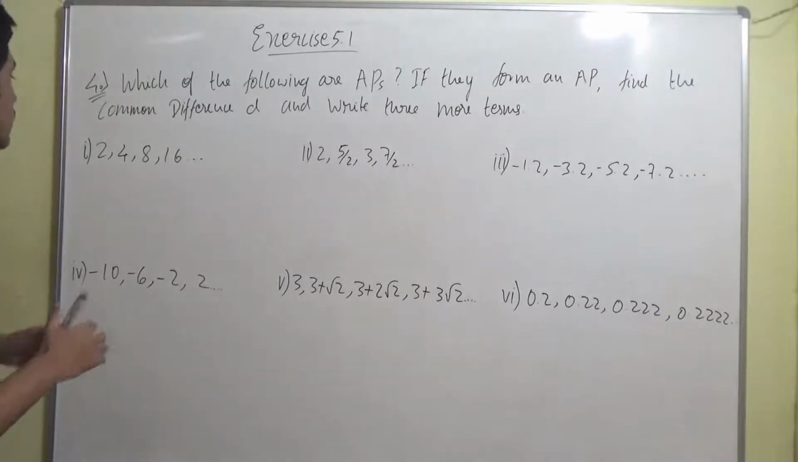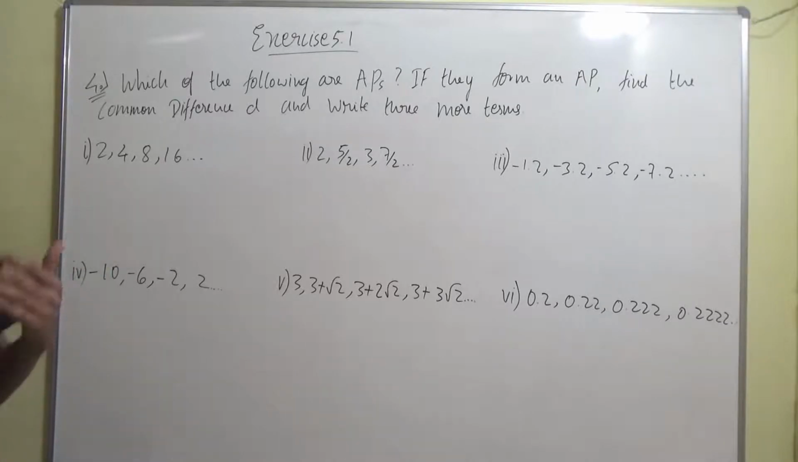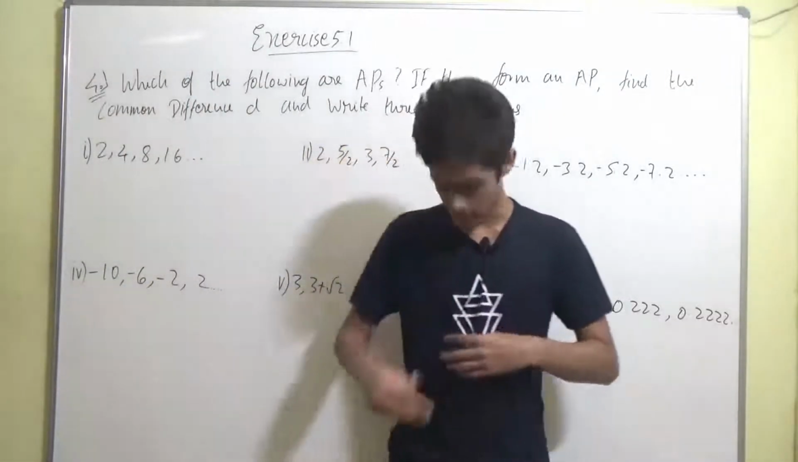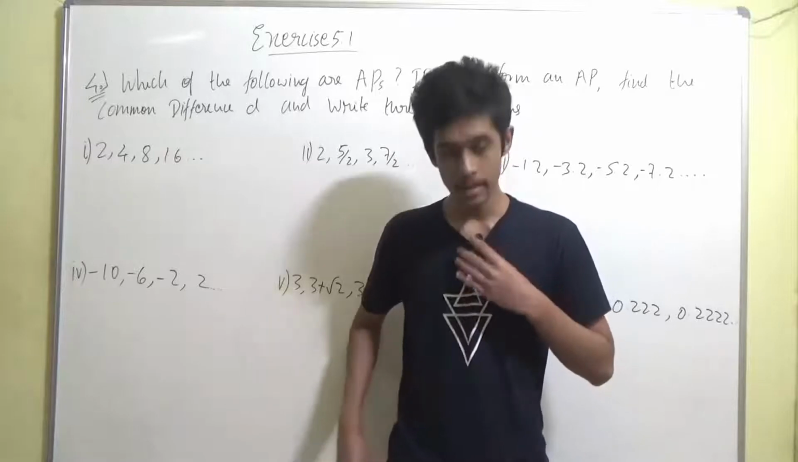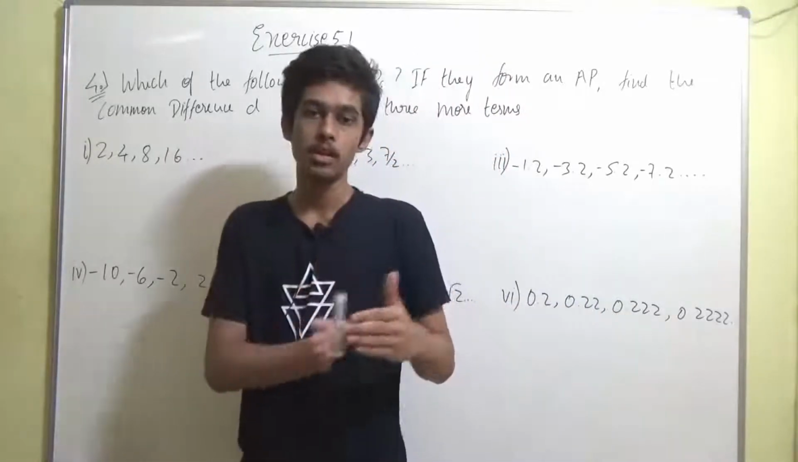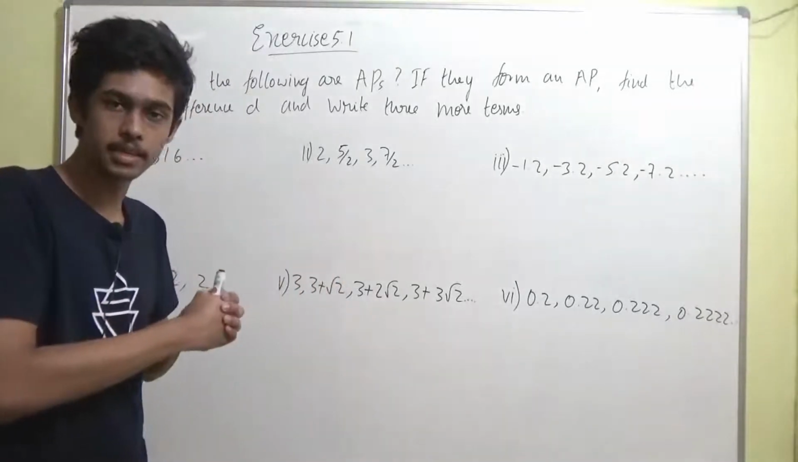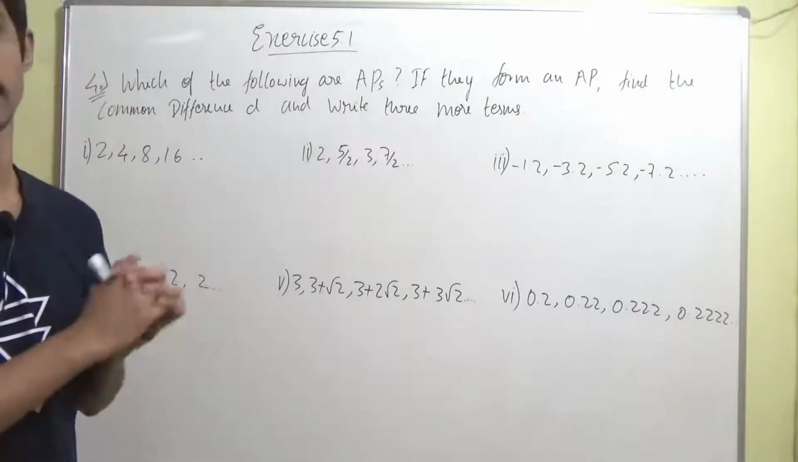So first we have to tell whether the series given is an AP. If it is an AP, we have to find the next 3 terms, right? So to find whether a series is an AP or not, guys, what's the method? The method is the difference between the terms, right? The common difference between each succeeding term and the preceding term should be the same throughout the series, right?